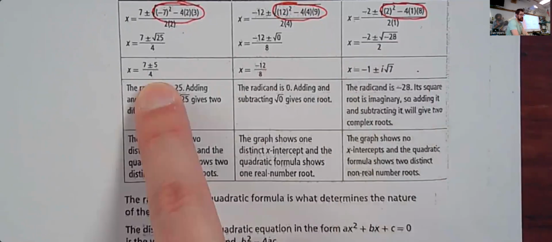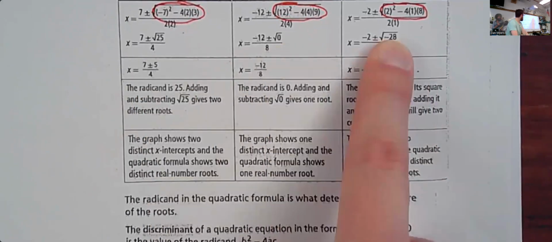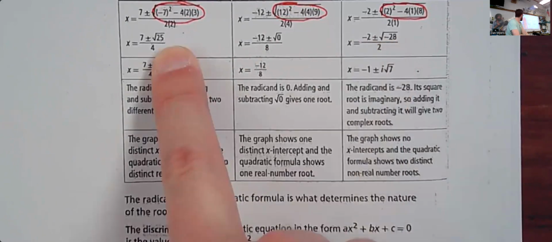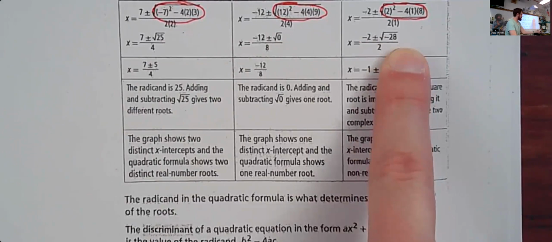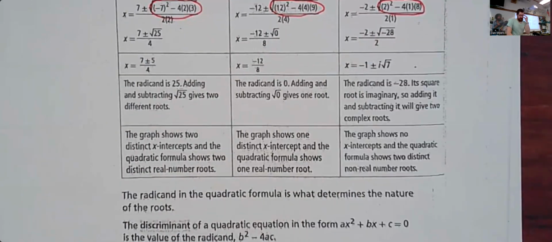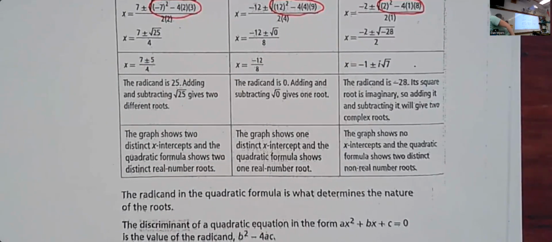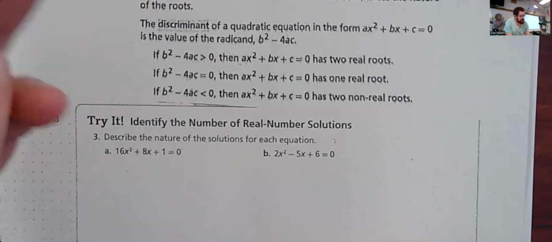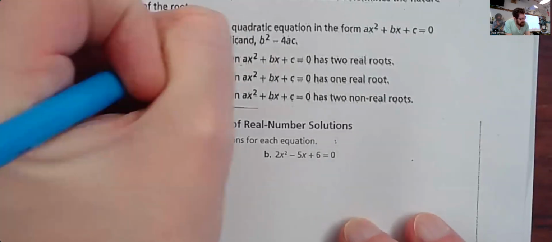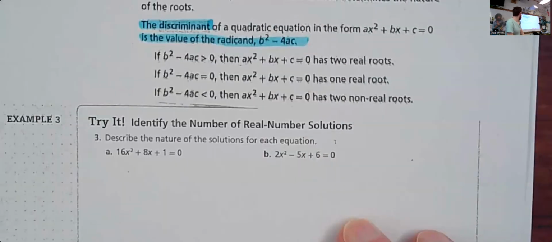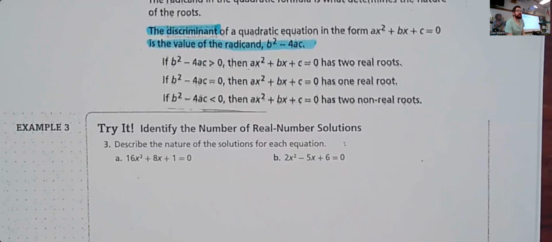So positive, 0, negative. Two solutions, one solution, no real solutions, which means imaginary solutions. So if you have a highlighter or something, or if you just want to circle something, first of all, the discriminant is the value of the radicand, b squared minus 4ac.